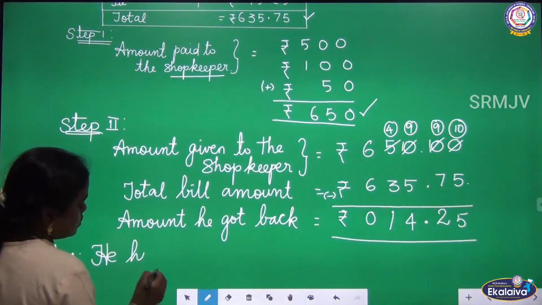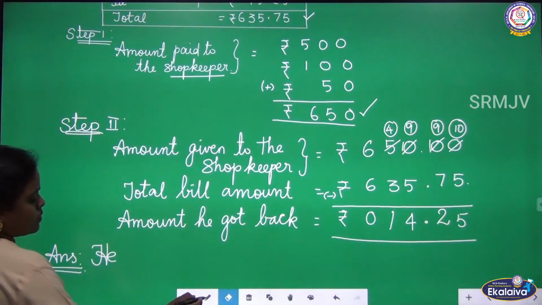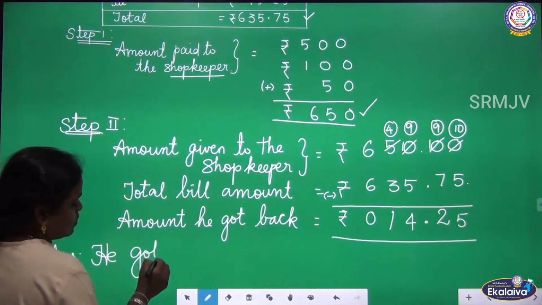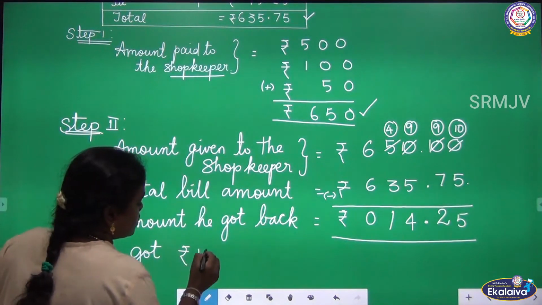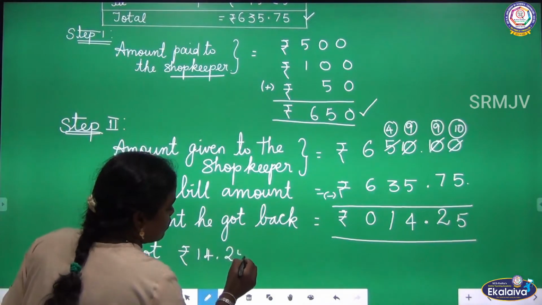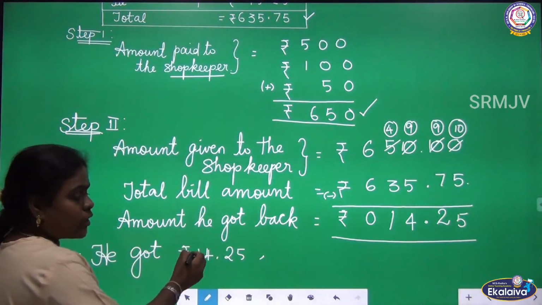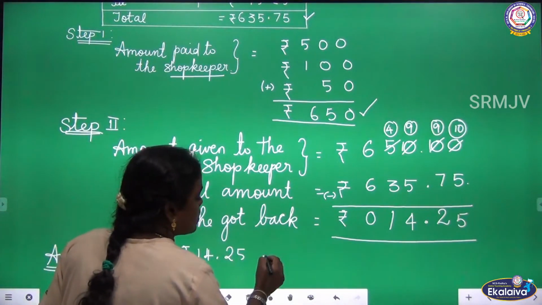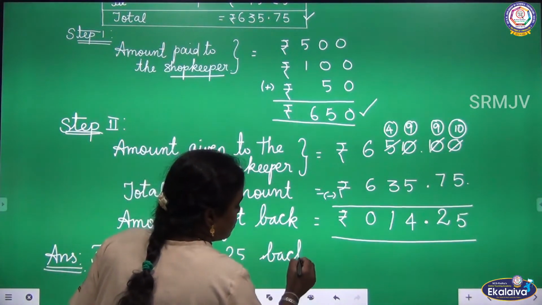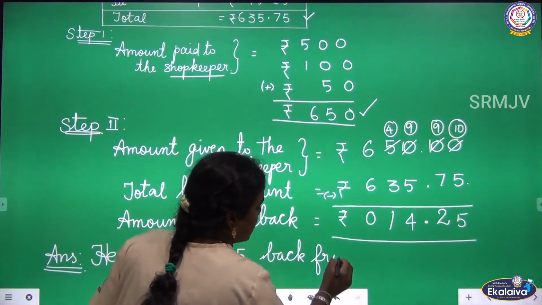He got 14 rupees 25 paise back from the shopkeeper.